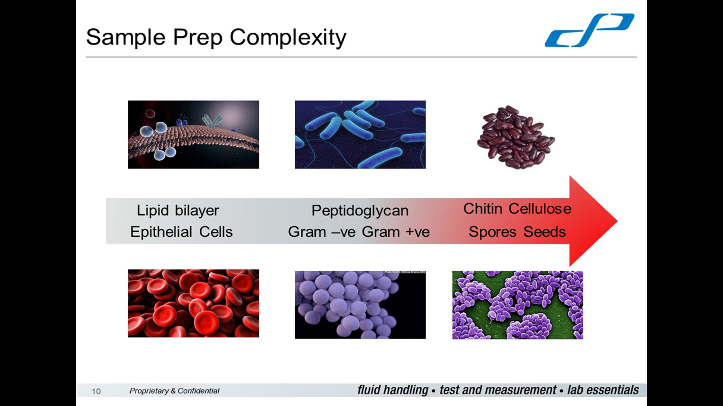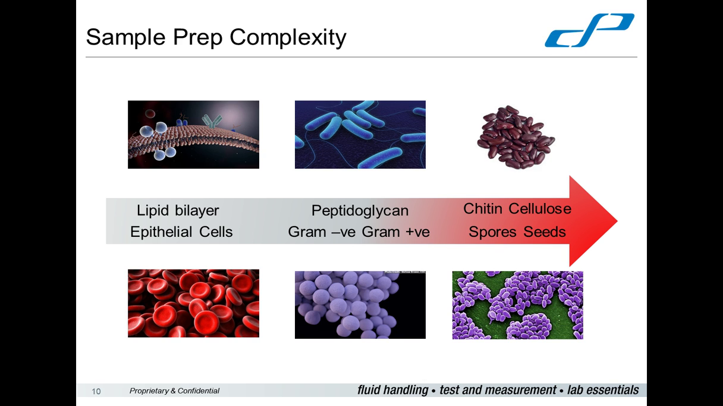Chitin, which is a principal component of a fungal cell wall, presents a similar challenge. Chitin is structurally similar to cellulose. Cellulose and chitin both traditionally present real challenges to sample prep. And the most complex workflows with several lysis and washing steps will be used for these samples.